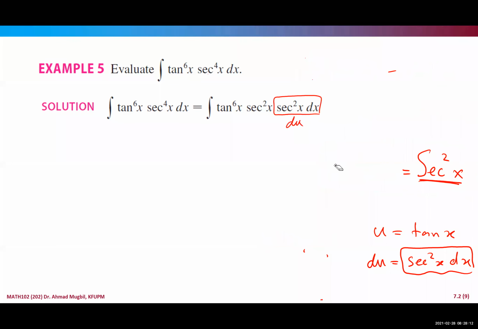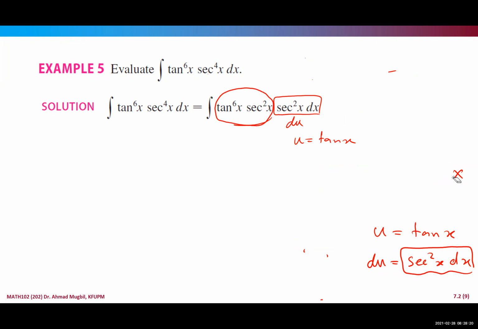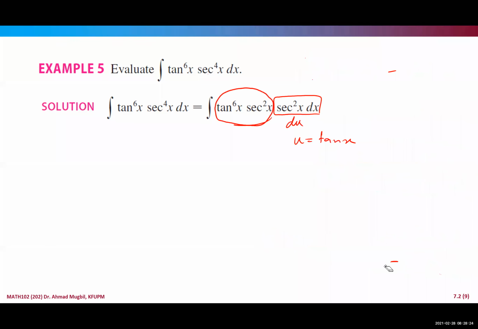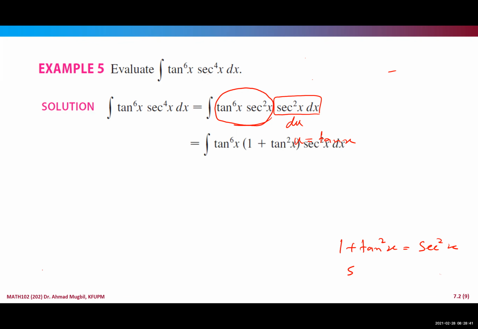This will be the derivative of u. In this case, this means that u is what? u is tan x. So here I need to write my integrand in terms of tan only. How to write it in terms of tangent, ya shabab? We will use the identity that I have just erased. 1 plus tan squared x equals secant squared x. So now secant squared x, I will write it as 1 plus tan squared.